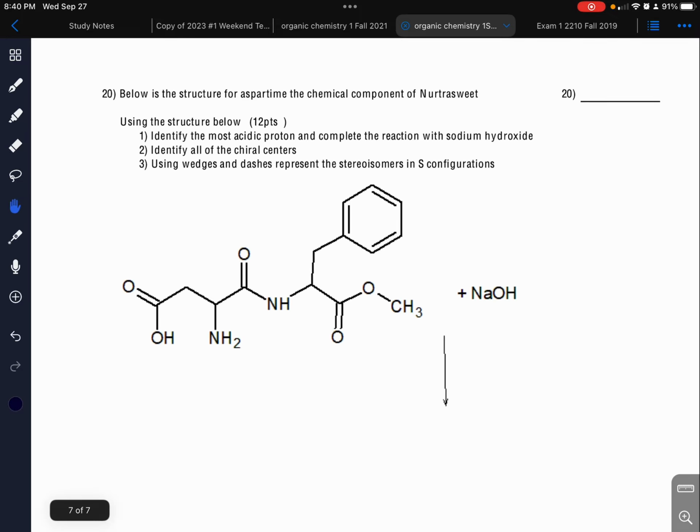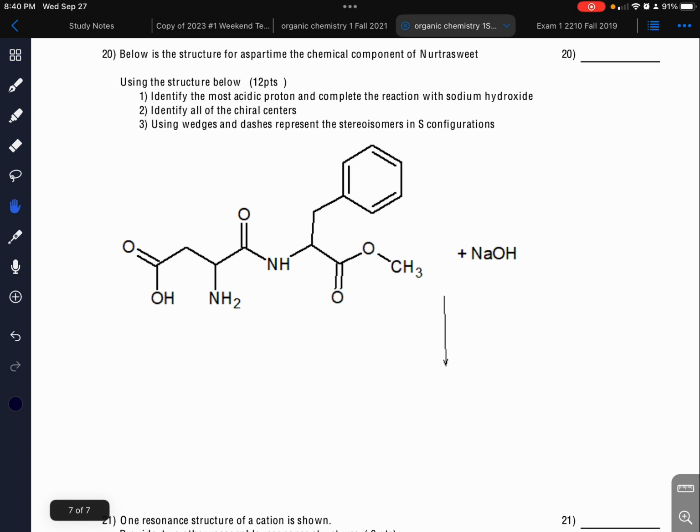And then identify the most acidic hydrogen. The most acidic hydrogen is going to be the one on the carboxylic acid. And write down the reaction with sodium hydroxide. So it's going to be oxygen, double bond O, and because I am running a little bit short on time, I'm just going to write it as R, just showing the whole molecule.